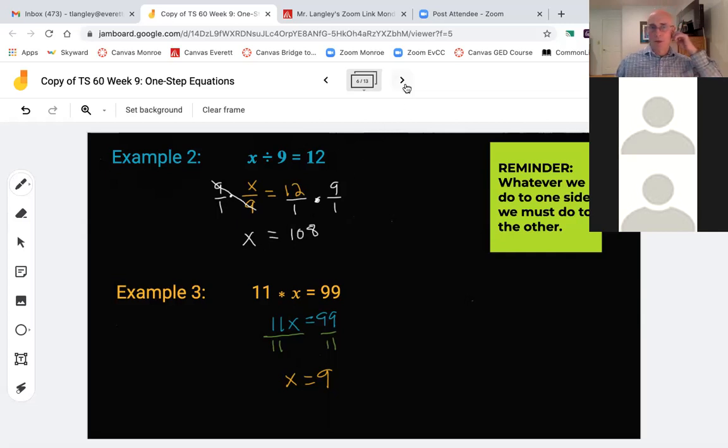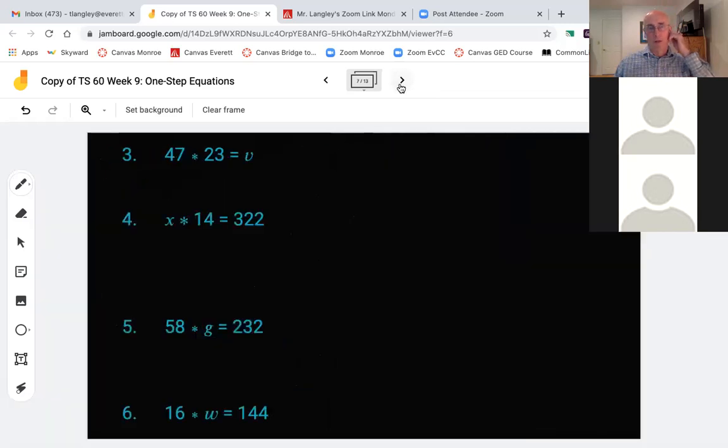Now, I bet some of your brains are a little bit stretched right now, so let's do a couple more just to keep the idea going. I'm looking at number 3 here. You can copy down 47 times 23 equals v. And I see the variable's already by itself. So I just have to do the operation on the left side and then I know what v equals. In this case, you can do it the long way, or you can punch it in your calculator and just go 47 times 23, and you will get 1081.